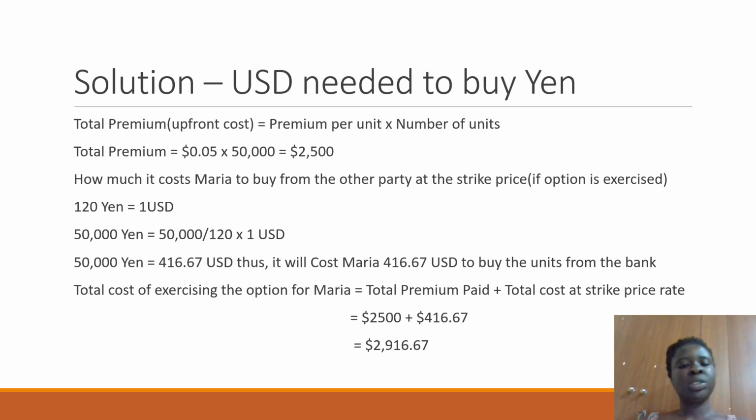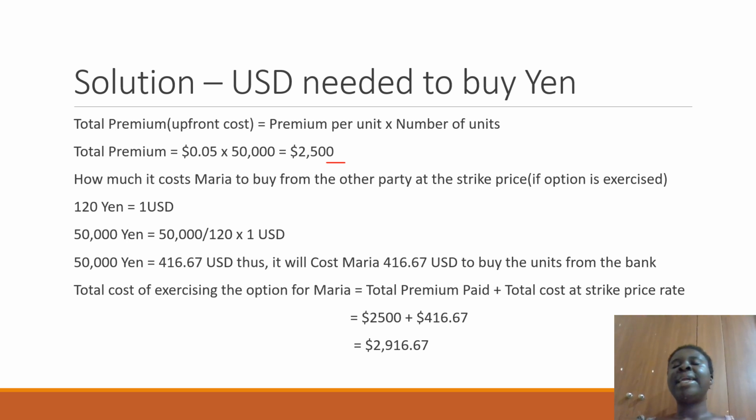We want to look at her cost to buy that 50,000 yen, and she is using her own currency, which is dollars. So the total premium upfront will be the premium per unit times the number of units. The premium is $0.05. So her total premium that she'll be paying upfront, the moment she goes to buy the option, will be $2,500.